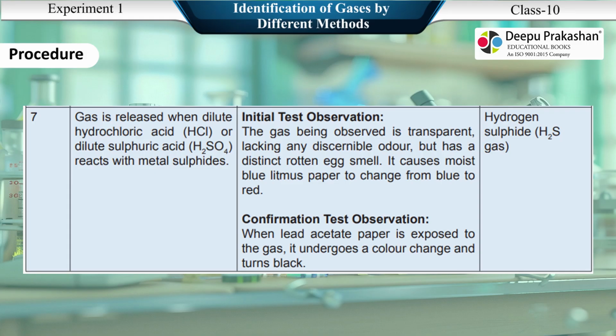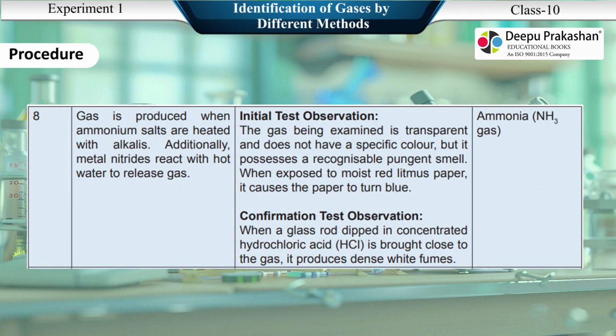Initial test observation. The gas being observed is transparent, lacking any color, but has a distinct rotten egg smell. It causes moist blue litmus paper to change from blue to red. Confirmation test observation. When lead acetate paper is exposed to the gas, it undergoes a color change and turns black. Hydrogen sulfide gas. 8. Gas is produced when ammonium salts are heated with alkalis.